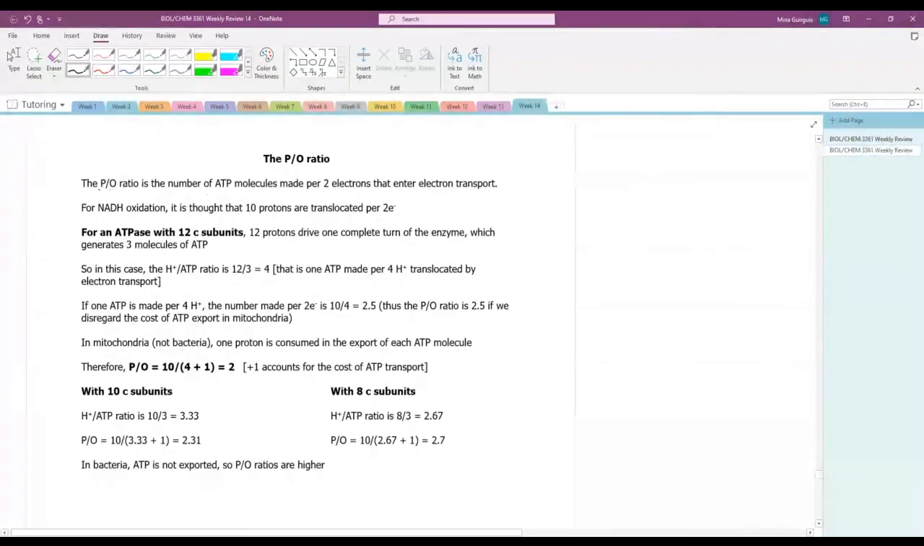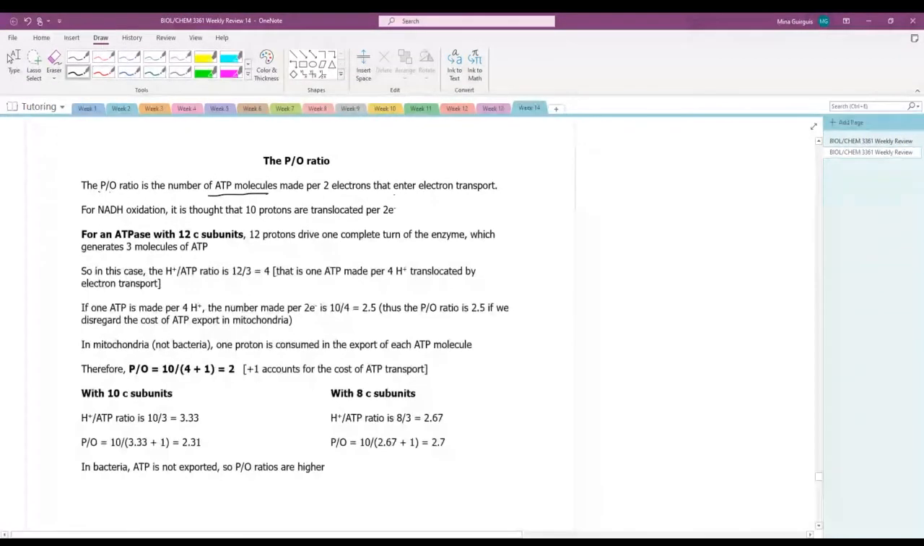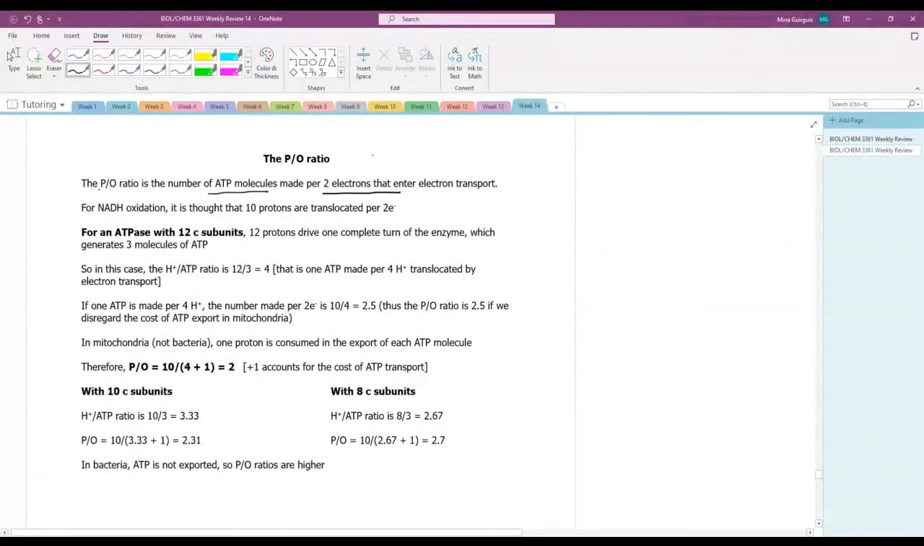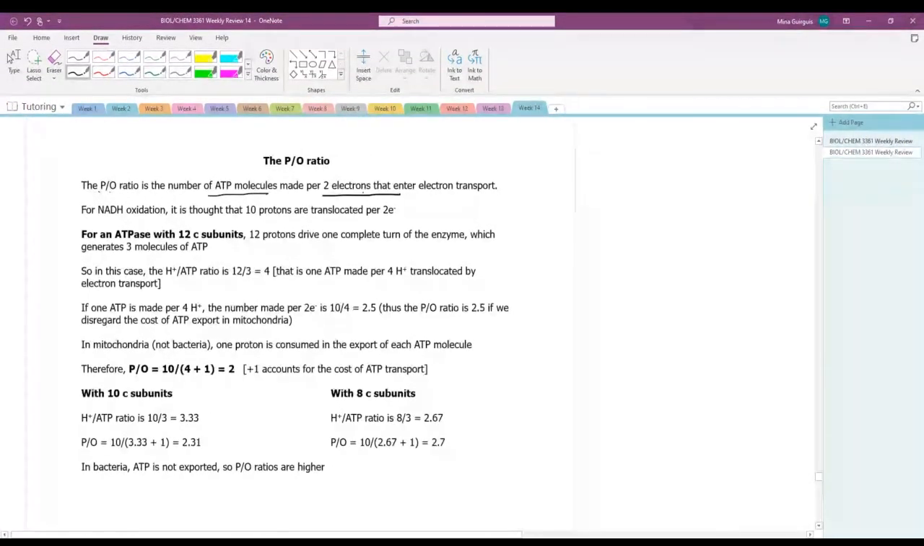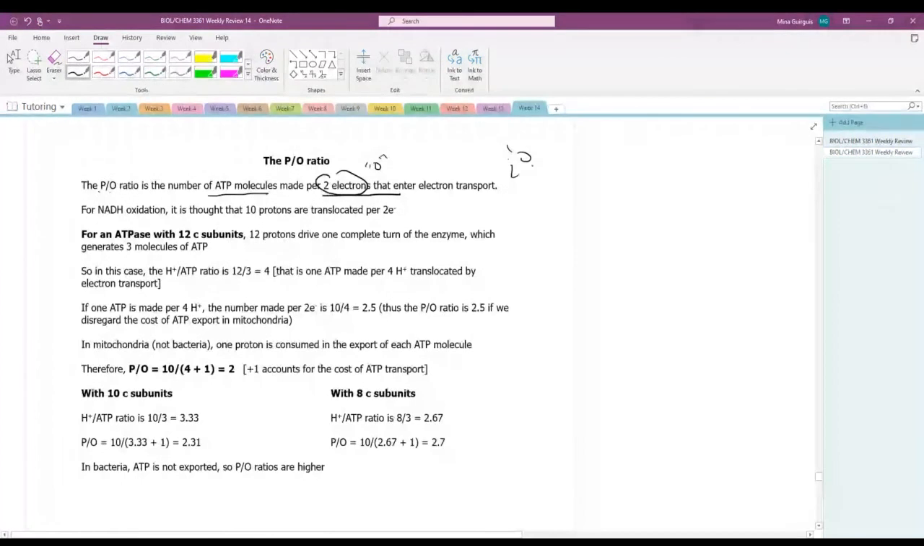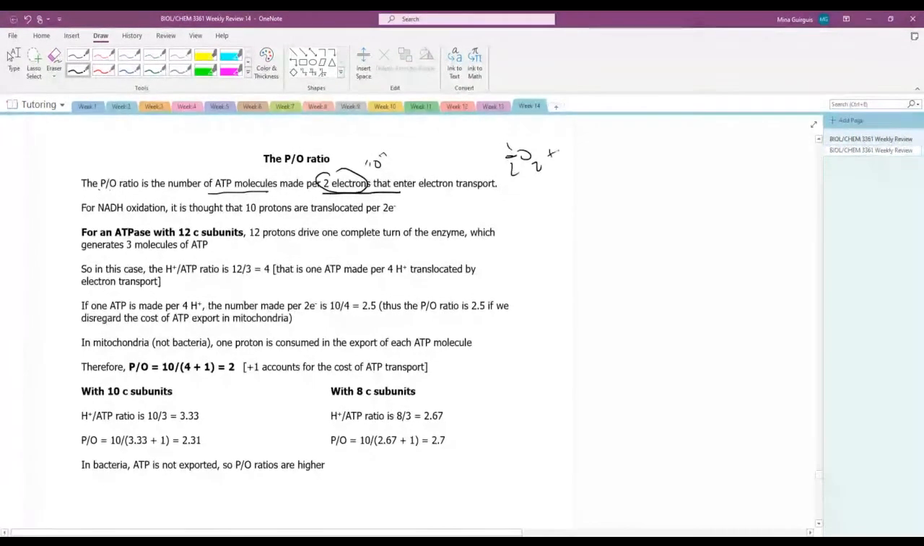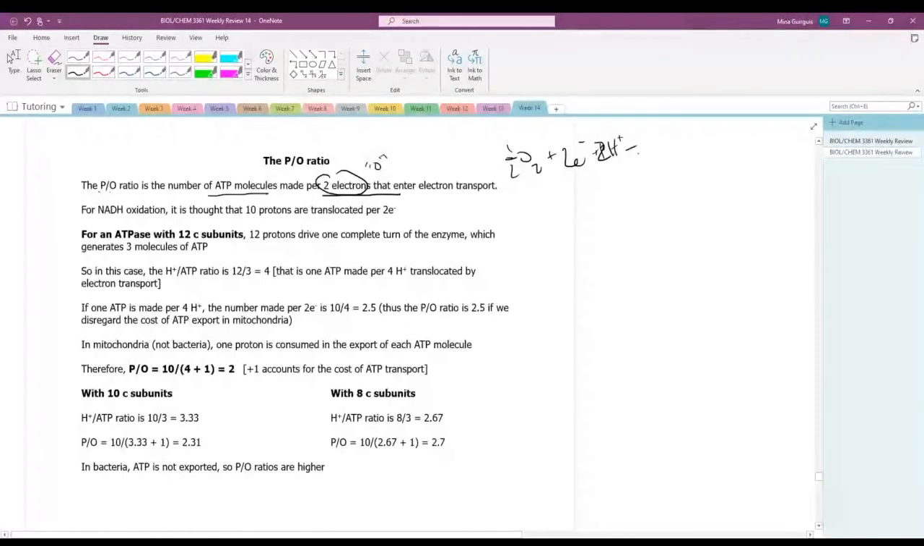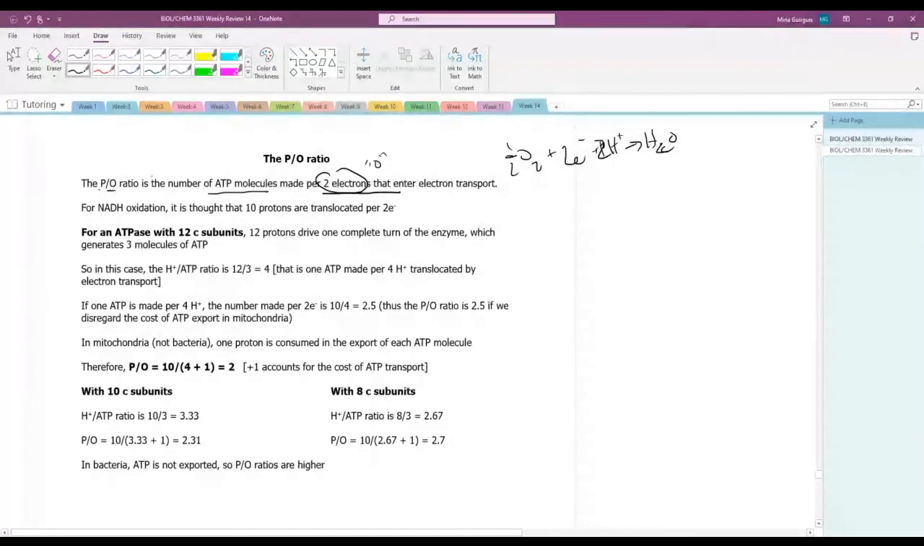So the P to O ratio is the number of ATP molecules per 2 electrons that enter electron transport. So 2 electrons is effectively oxygen, right? It's how many electrons you need to go from 1/2 O2 plus 2 electrons plus 2 protons into H2O, okay? That's why it's called O, even though it's per 2 electrons. P is phosphate, if you want to think of it like that. One phosphate group is transferred to ADP to make ATP.